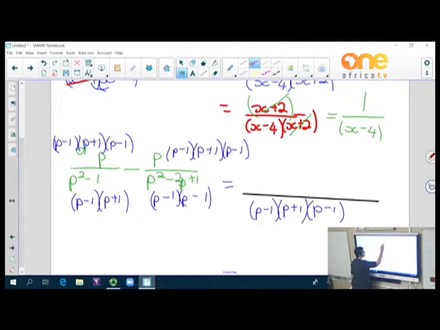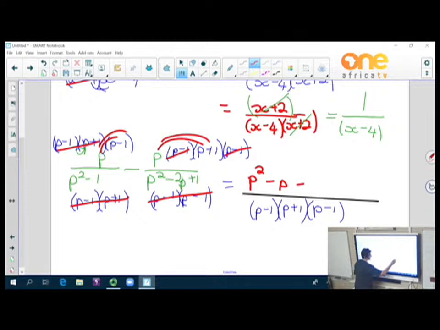And now I can cancel. So these two are going to cancel out. Here's a p, which must be multiplied there, and that makes it p squared minus p, multiplied in the brackets. Here, the p minus 1 and the p minus 1 will cancel out. Look, here's a negative p, which must be multiplied here. That makes it negative p squared plus p.